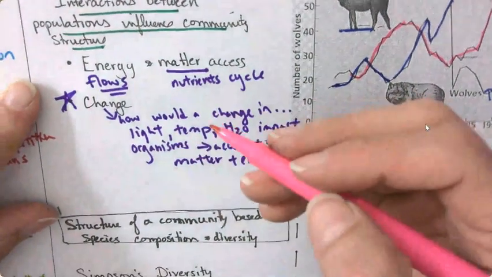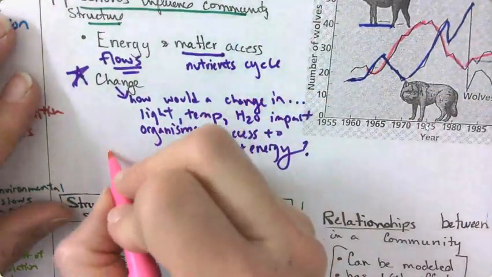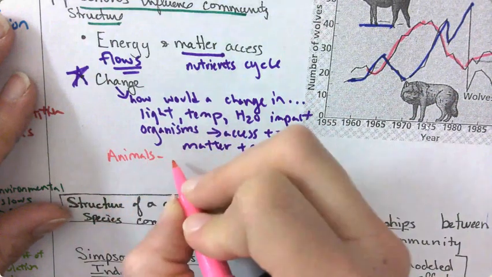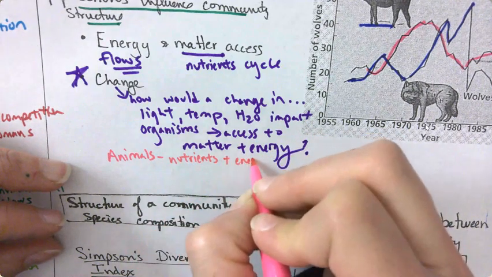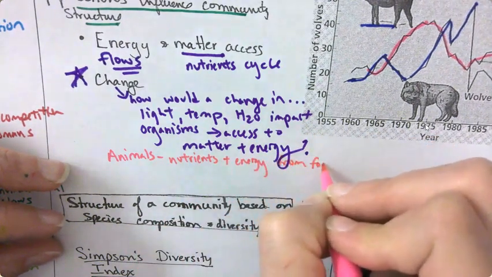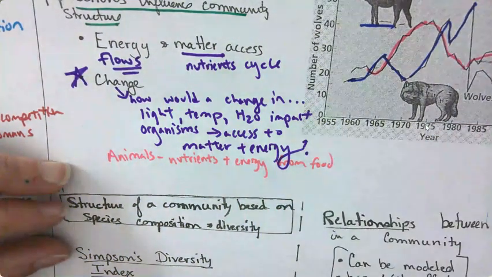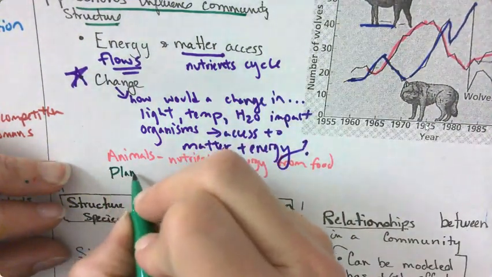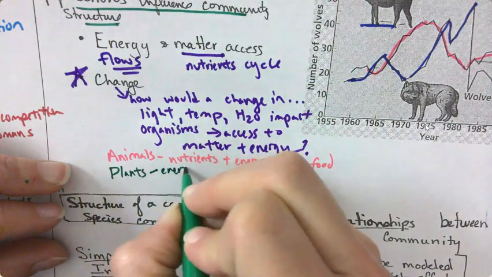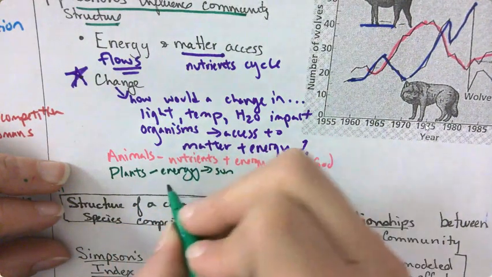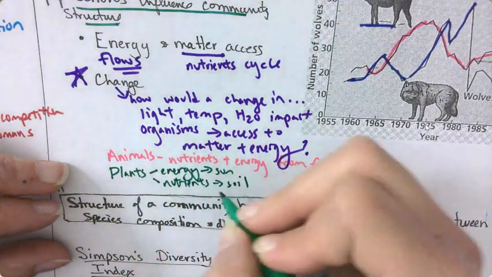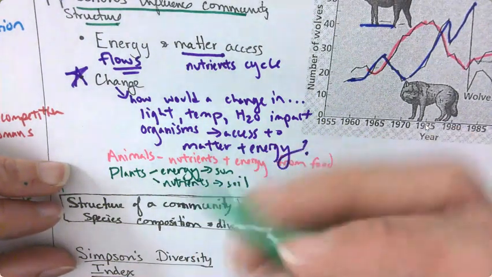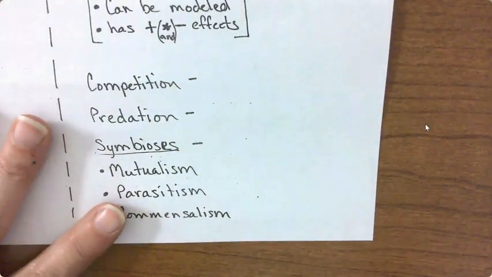So for example, if we think about animals, they get their nutrients and energy from their food. If we think about plants, they get their energy from the sun and their nutrients from the soil. So you can think about, for instance, how lack of light would affect the rate of photosynthesis and things like that.